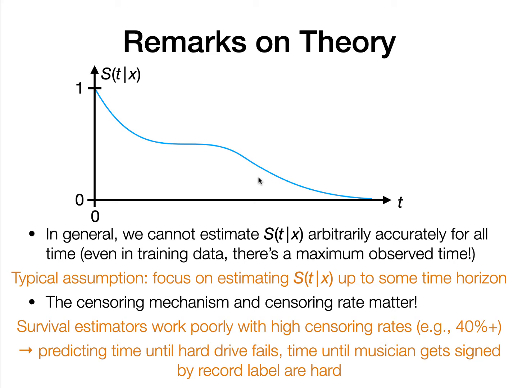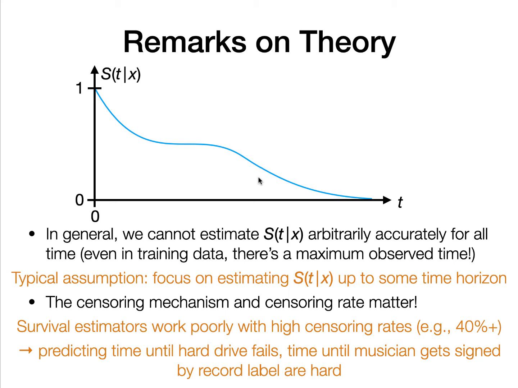Similarly, among artists trying to get signed by record labels, the fraction of them that actually do get signed is extremely small. And so if you're trying to predict time until a musician gets signed, most musicians are going to be censored. At any point, if you stop collecting data, most musicians didn't get signed yet. Okay? So if you're in those regimes where you have high censoring rates, you're going to run into trouble.